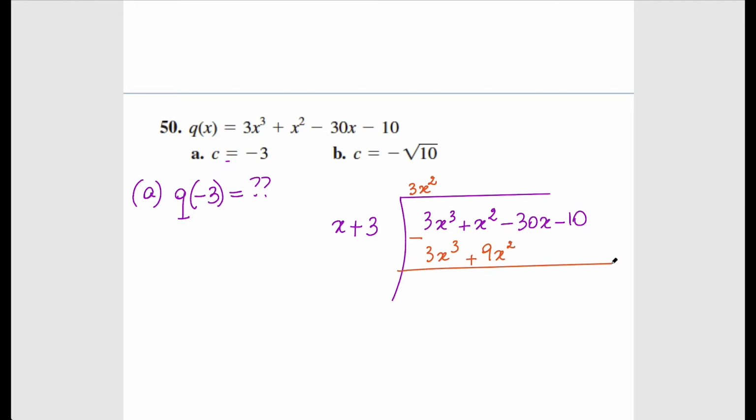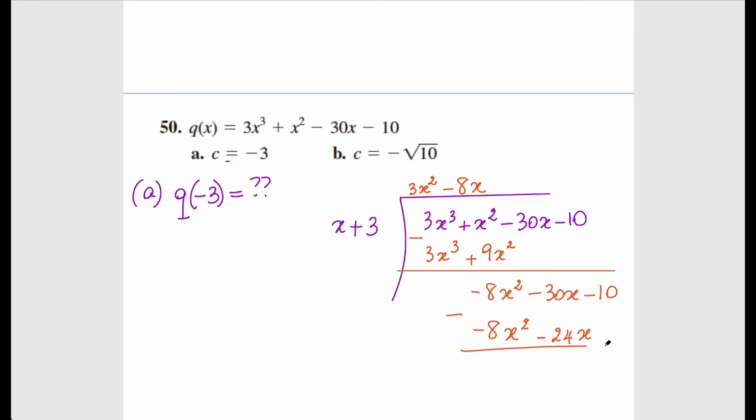Now if you subtract 3x cubed minus itself, that's 0. And x squared minus 9x squared is -8x squared, minus the 30x minus 10. Alright, let's do it again. I want to multiply x with something to get -8x squared, that's -8x. -8x times x is -8x squared, and -8x times 3 is -24x.